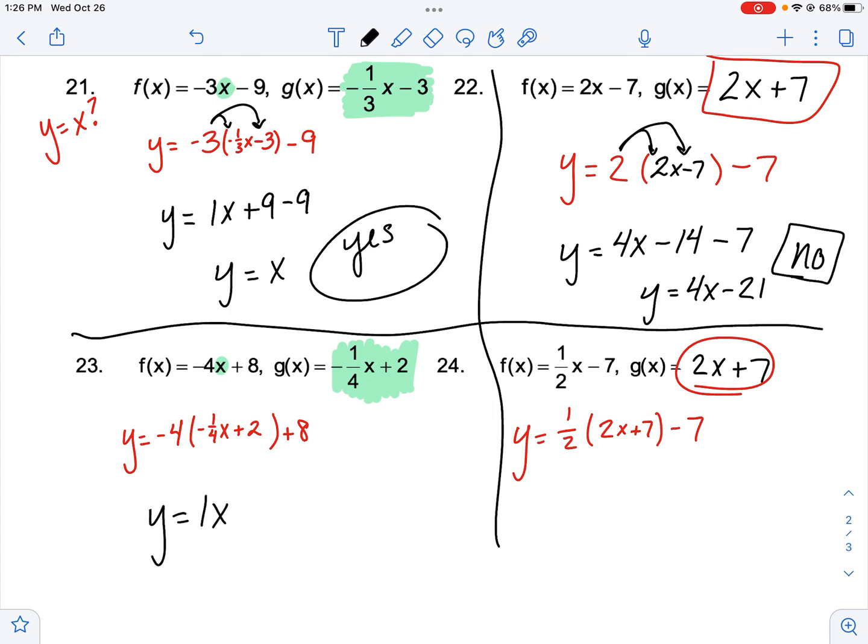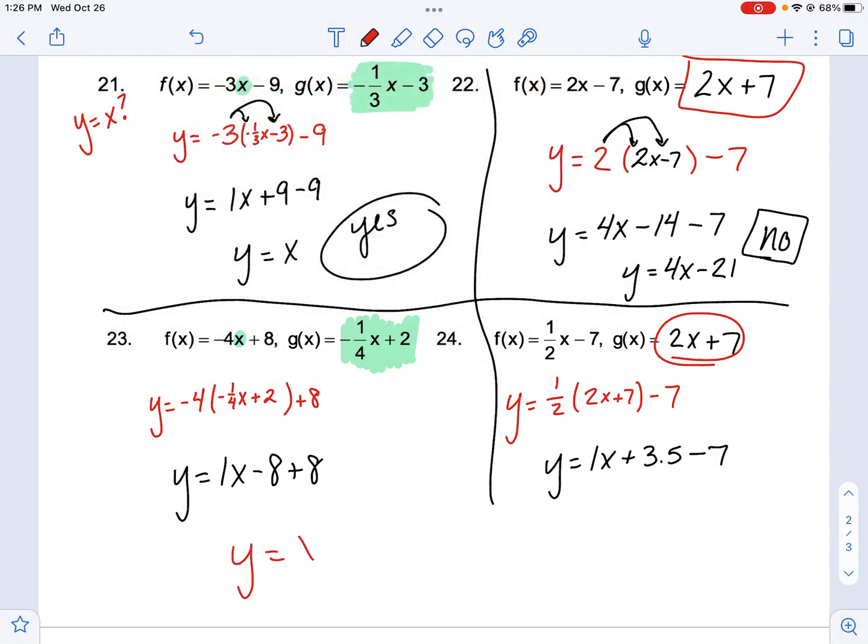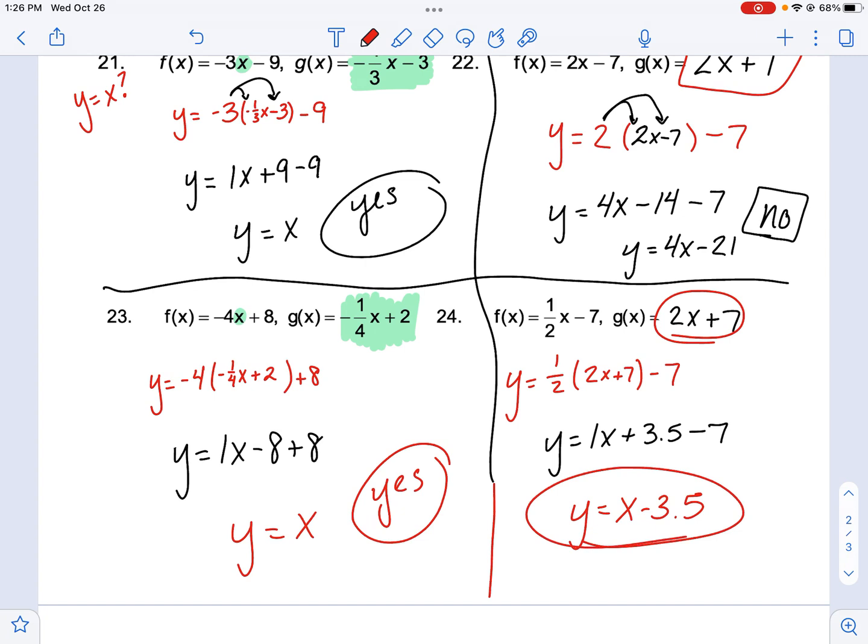All right, so when you distribute, you should get y equals 1x minus 8 plus 8, and y equals 1x plus 3.5 minus 7. And when you simplify one more time, you'll get y equals x for this one, and y equals x minus 3.5 for the other. So on number 23, I got y equals x. Yes, those are inverses. And on 24, I did not get y equals x. I got y equals x minus 3.5. So those are not inverses. And that's how you would identify whether or not you have inverse functions.